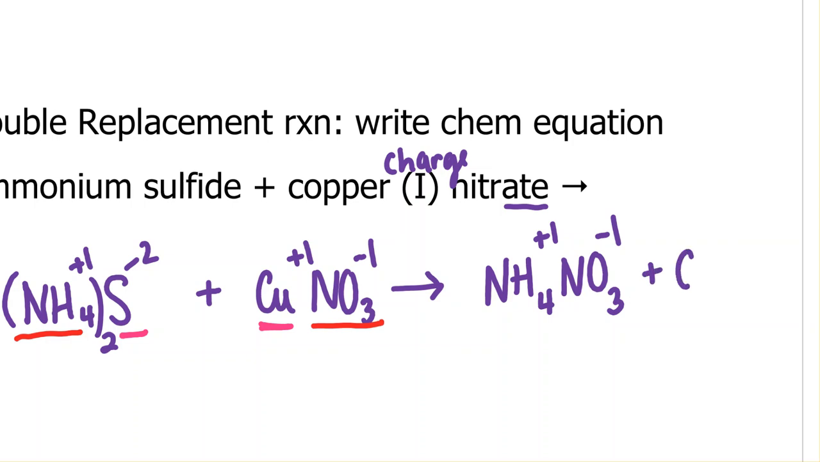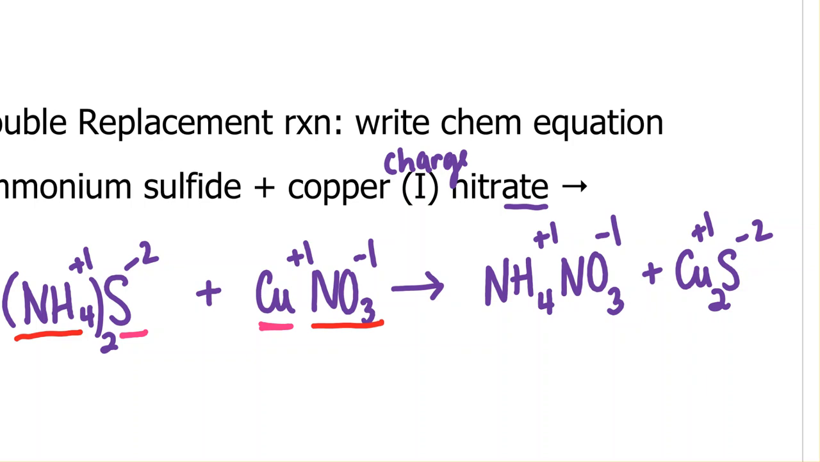So I'm putting the copper 1 with the sulfide. Its charge did not change. Charges never change on a double replacement reaction. They stay the same. This one is not neutral. It looks like I need a 2 right there to make this a neutral compound.